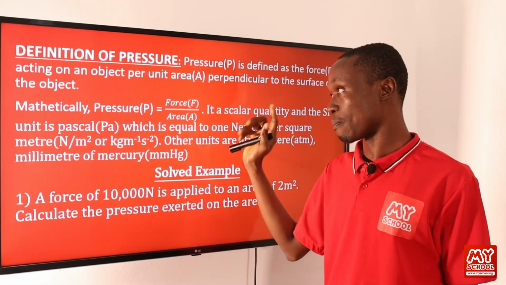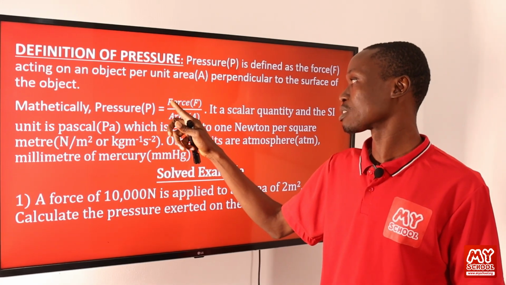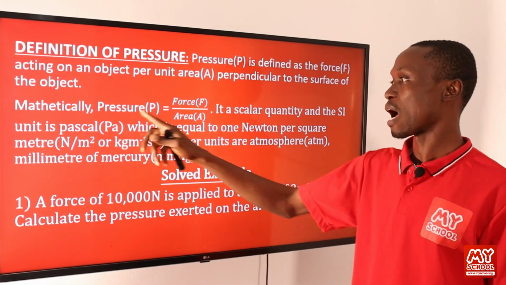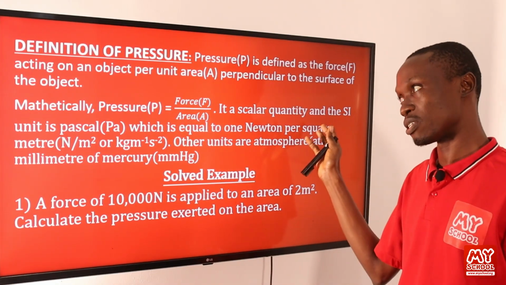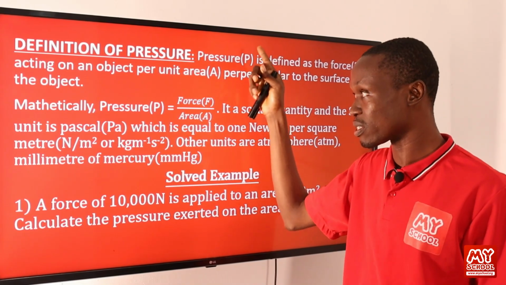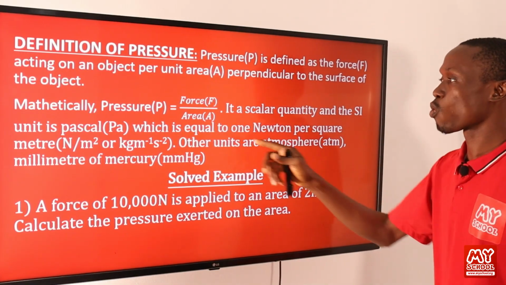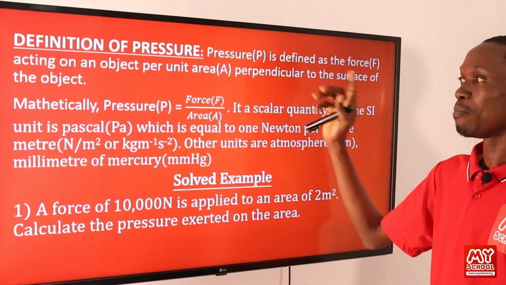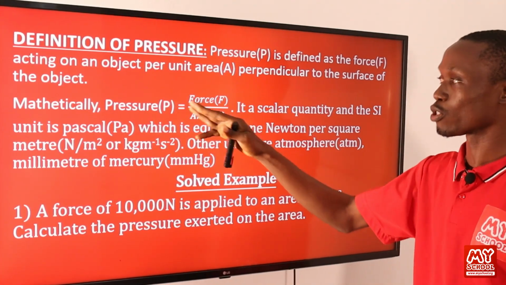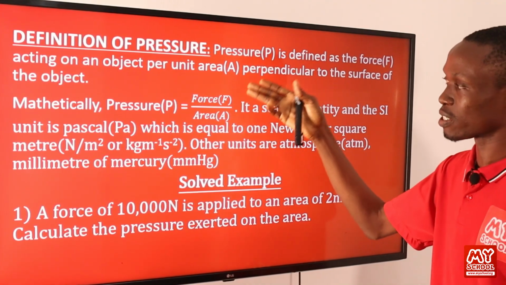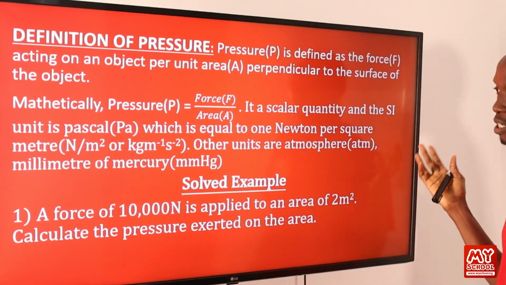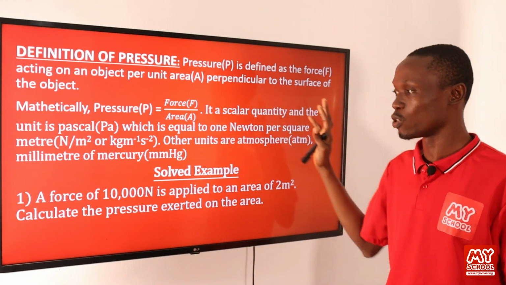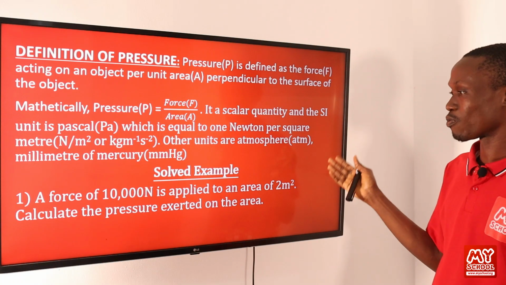From the definition above, when force is constant, pressure is inversely proportional to area. What that means is that as pressure is increasing, area is decreasing, or as area is increasing, pressure is decreasing. At constant area, pressure is directly proportional to force, meaning that as force is increasing, pressure is also increasing. If force is decreasing, pressure too will decrease. Below are examples for us to put this formula to work and show you how you can apply them in solving simple problems.